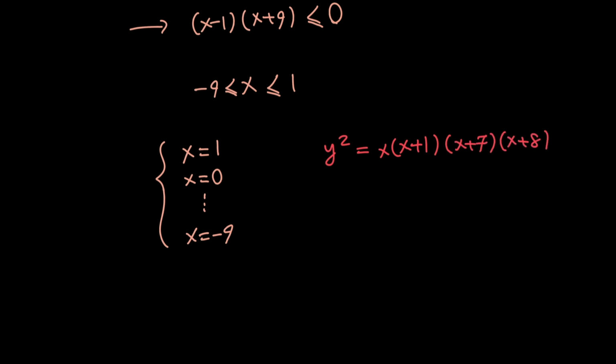So our original equation was y squared equals x times (x plus 1) times (x plus 7) times (x plus 8). Notice that on the left-hand side, we have a perfect square. So we must have a perfect square on the right-hand side as well. So we want to find the x's that would make the expression on the right-hand side a perfect square. And those x's are the valid solutions for x. So let's check each of these 10 values and find out which of them will make the right-hand side a perfect square.